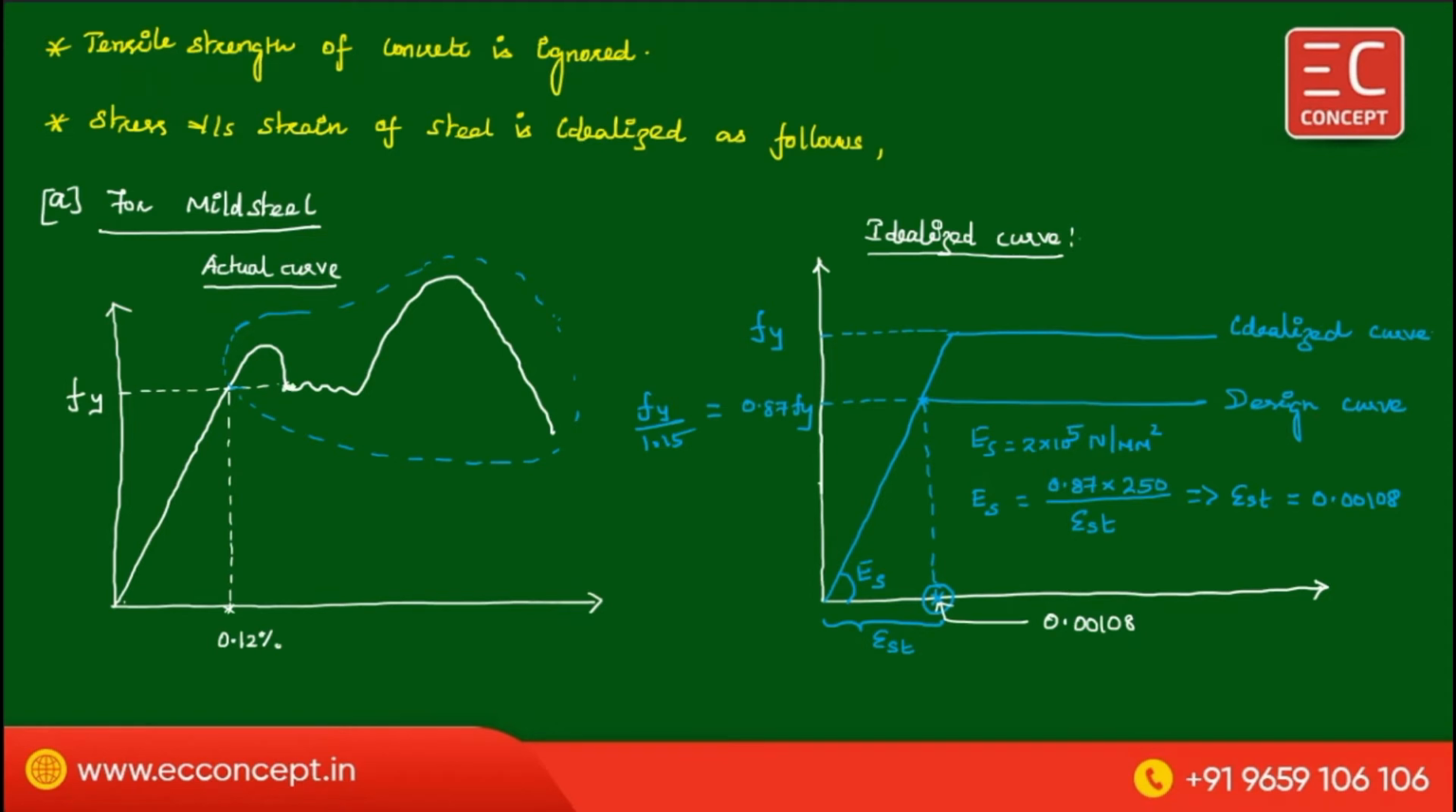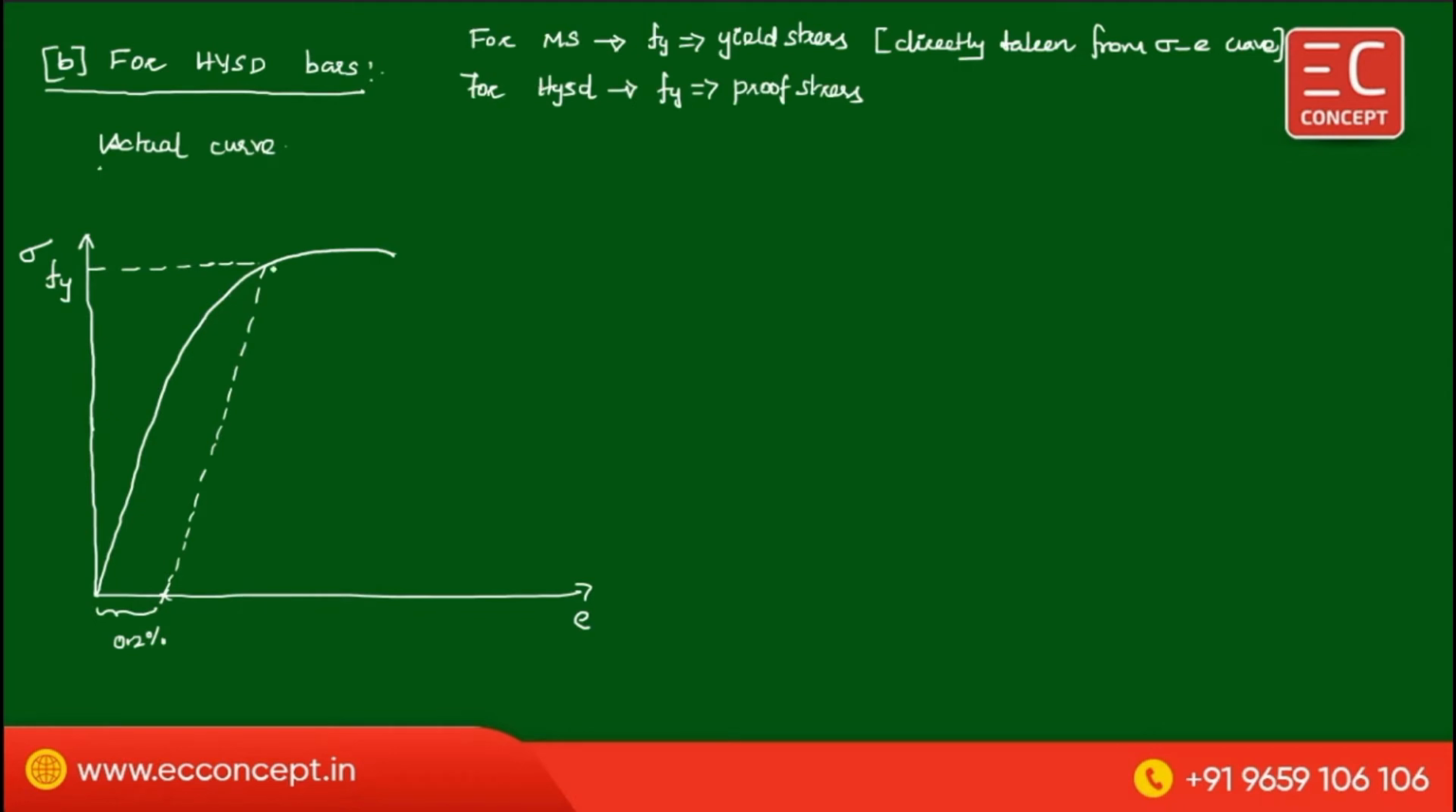So we can directly take the yield stress, but for HYSD bar there is no definite yield point. Therefore we find that yield point by offsetting a strain of 0.2%, drawing a line parallel to the initial portion of the stress strain curve, and where it touches the actual stress strain curve is the yield stress. This yield stress is called proof stress, because it is indirectly taken from the stress strain curve. This method is called the offset method. So this is the actual curve. Now we are going to see the idealized curve.